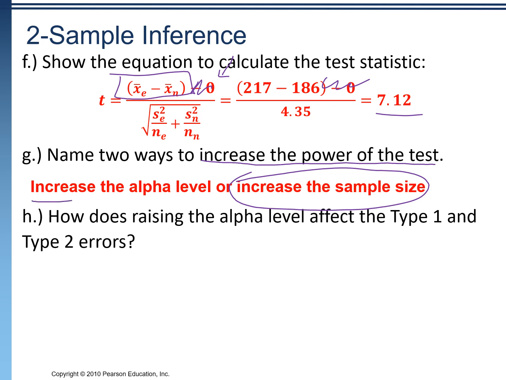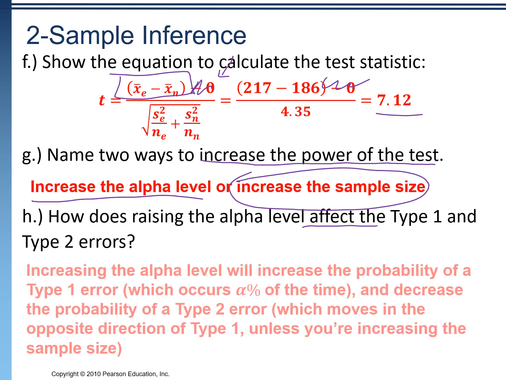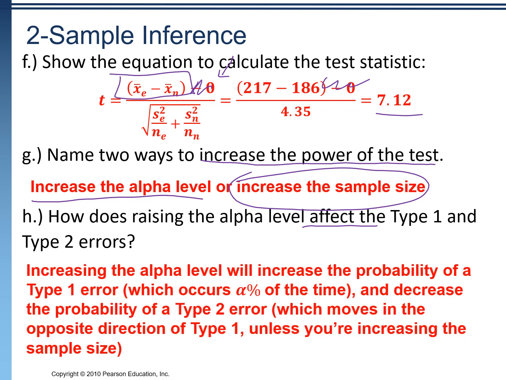If we increase the alpha level, that's going to affect both type 1 and type 2 errors. Type 1 errors occur with alpha probability. So if our alpha level is 5%, we're going to get type 1 errors 5% of the time. That said, if we increase the alpha level, type 1 errors are going to increase also. Type 2 always moves in the reverse of type 1. So if type 1 goes up, type 2 goes down, unless, of course, we're talking about increasing the sample size, which reduces both of them.